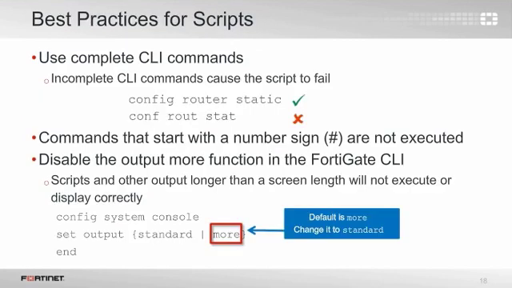When creating CLI scripts, follow these best practices. Use complete FortiOS CLI commands. Partial syntax can be used, however, it may cause the script to fail. Comment lines that start with a number sign or the pound symbol will not execute. In the FortiGate CLI, ensure the console output is set to standard. Otherwise, scripts and other output longer than a screen in length will not execute or display correctly.